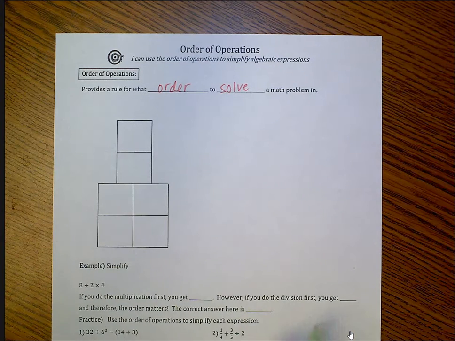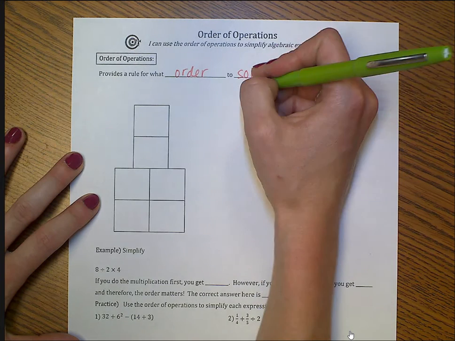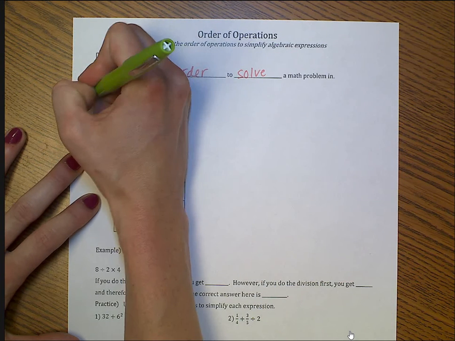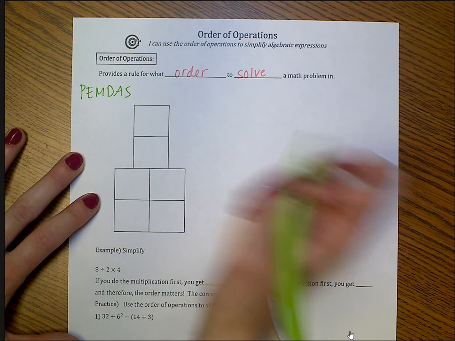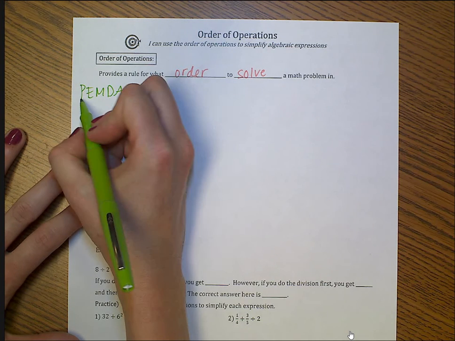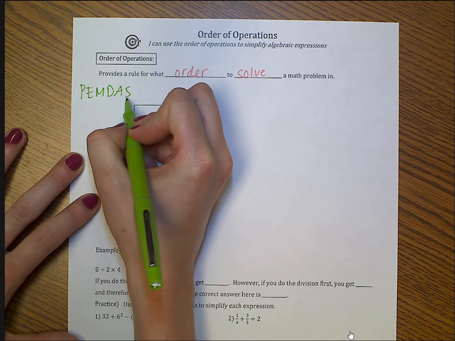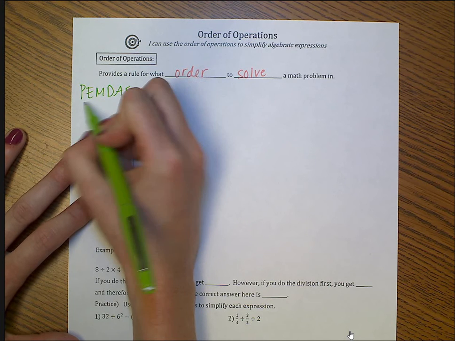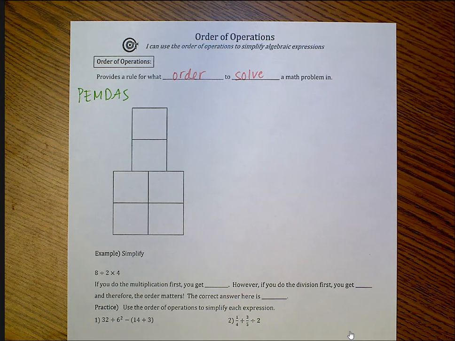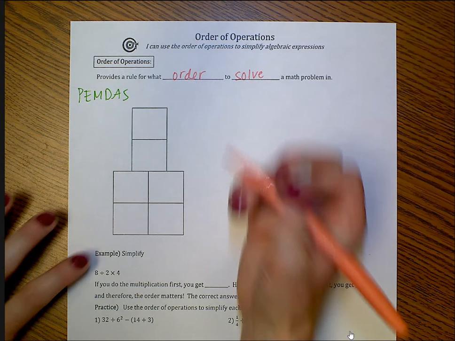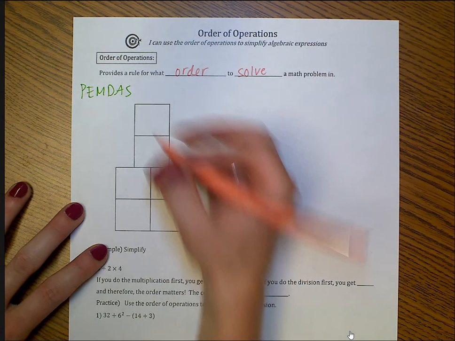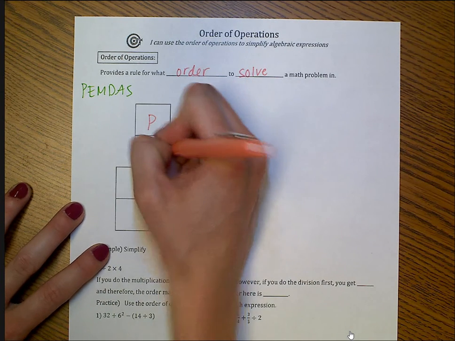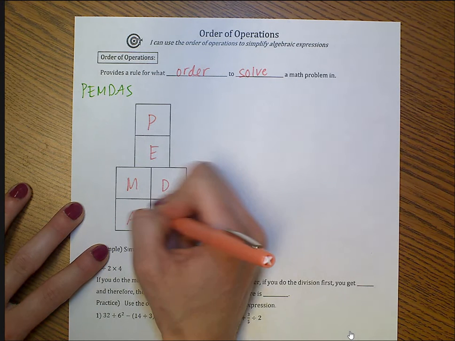You've probably heard the acronym before, and I'll just write it off to the side here. It's PEMDAS, or maybe you like to remember it. This is how I do: Please excuse my dear Aunt Sally. Those are the letters that help you remember what to do first in a math problem. So I'm going to arrange those letters in this little hopscotch looking thing, and we'll remind ourselves what every letter stands for.